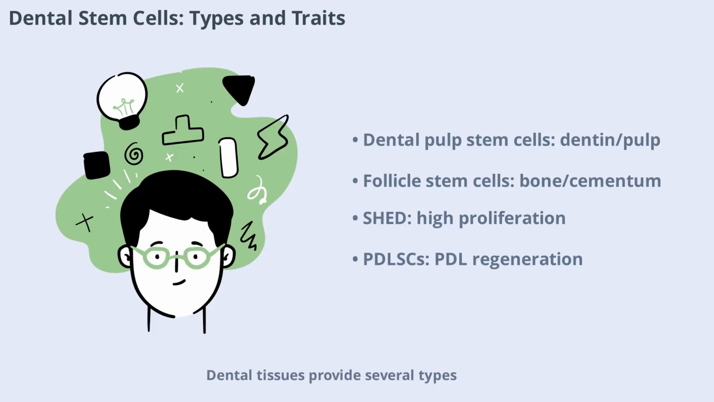Dental tissues provide several types of stem cells with regenerative potential: dental pulp stem cells, dental follicle stem cells, stem cells from human exfoliated deciduous teeth, stem cells from apical papilla, periodontal ligament stem cells, and gingival stem cells. These cells are accessible, suitable for banking, and show high proliferative and multi-lineage differentiation potential. Their compatibility with scaffolds makes them attractive for tissue engineering.